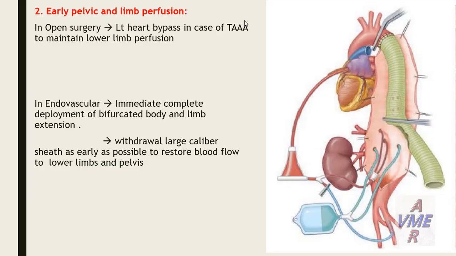Second step, early pelvic and limb perfusion. In open surgery, you have to use a left heart bypass in case of thoracic aneurysm to maintain lower limb perfusion. In endovascular repair, immediate complete deployment of the bifurcated body and limb extension. Withdraw the large caliber sheath as early as possible to restore blood flow to the lower limbs and pelvis.